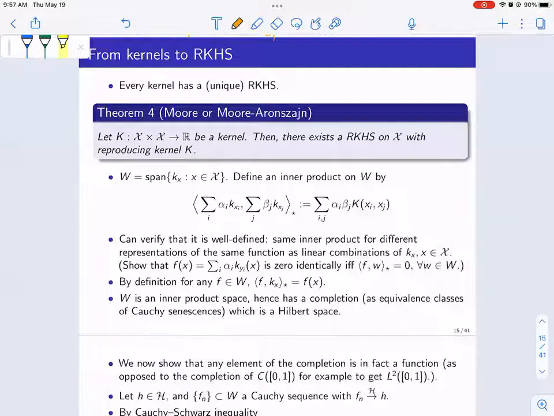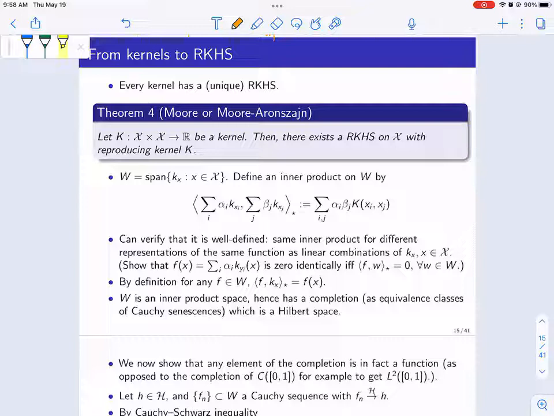A couple of things you have to verify: that it's well-defined, in the sense that if a single function can be represented as these linear combinations in two different ways, or multiple ways, then when I define the inner product like this, it doesn't change. The way to show it is that if you have a linear combination of these that's identically zero, then the inner product of f with any w in W in this sense would be zero. That would show the uniqueness. So as an exercise, try to show that it's well-defined.